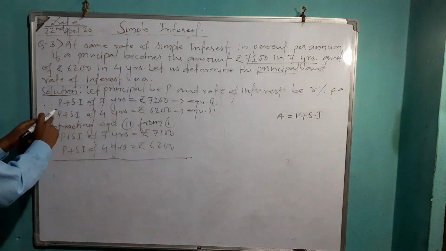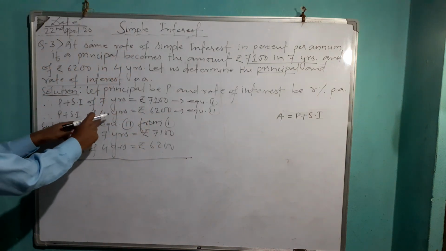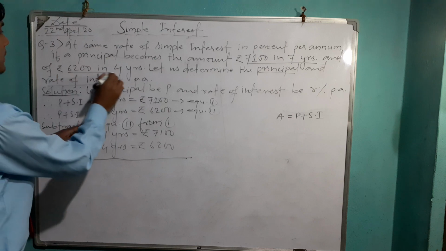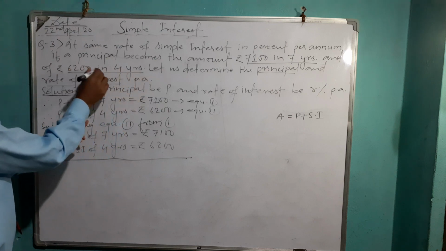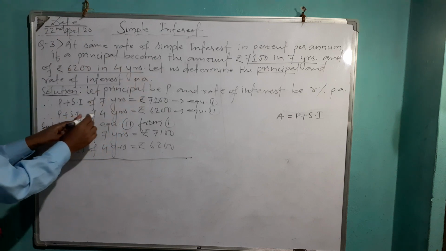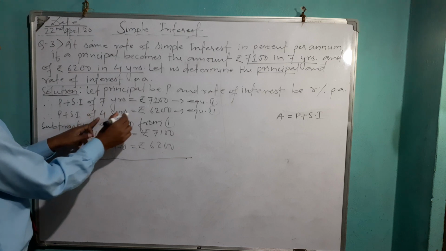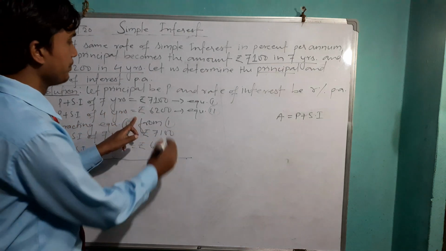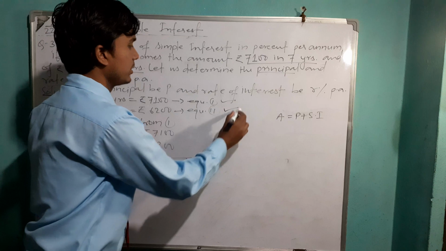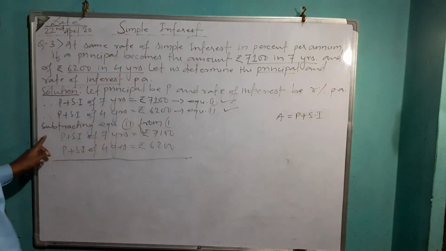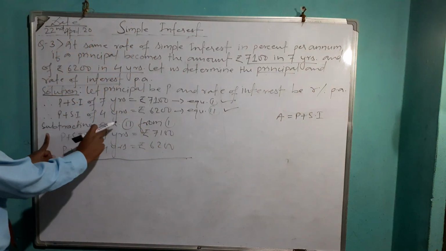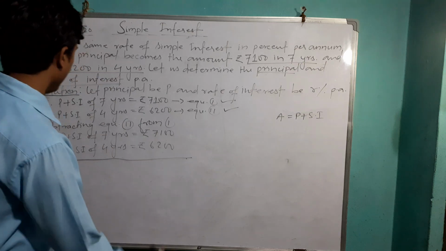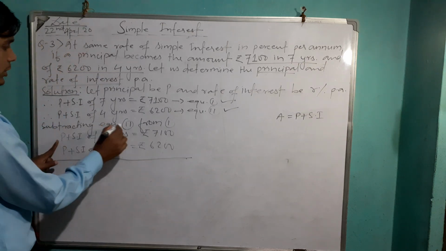Next I have written, therefore, P plus SI of 4 years. This amount is 6,200 in 4 years. So I have written P plus SI of 4 years equals 6,200. This becomes equation 1 and this becomes equation 2. Now what I have done here is subtracting equation 2 from equation 1.